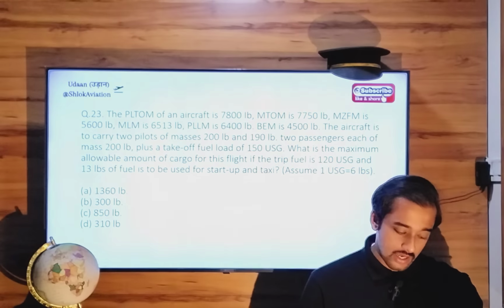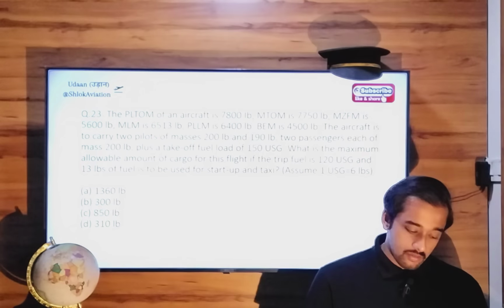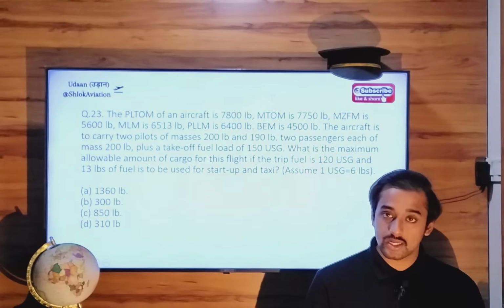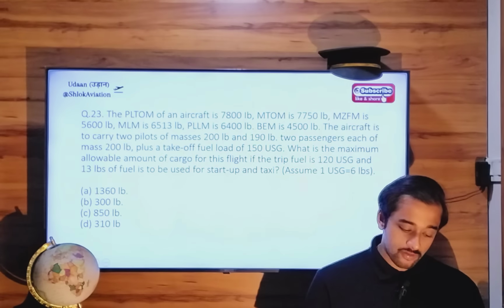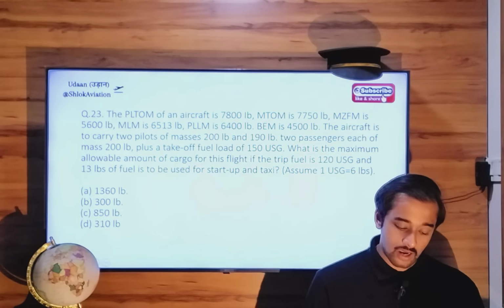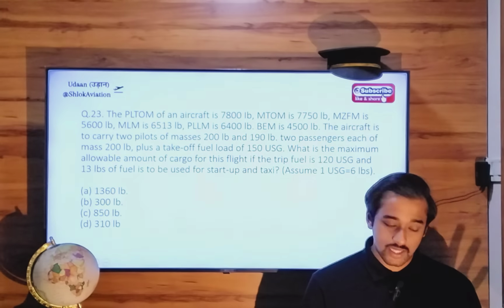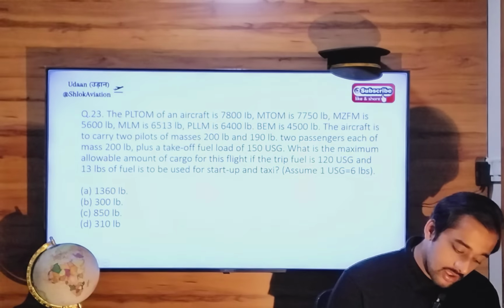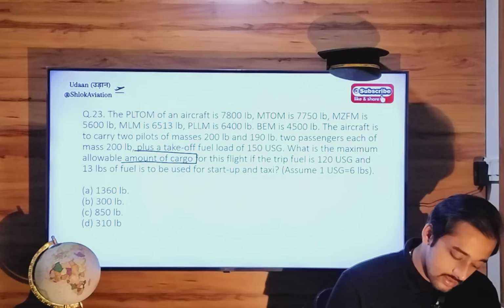So similar question. Let's start doing this again. Basically, again zero fuel mass is given, landing mass is given, basic empty mass, variable loads are given, and two passengers each of mass 200 pound is given to you, plus a takeoff fuel load of 150 US gallon. What is the maximum allowable amount of cargo for this flight? If the trip fuel is 120 US gallon and 13 pounds of fuel is to be used for startup and taxi. So now you have to find the amount of cargo here, right?